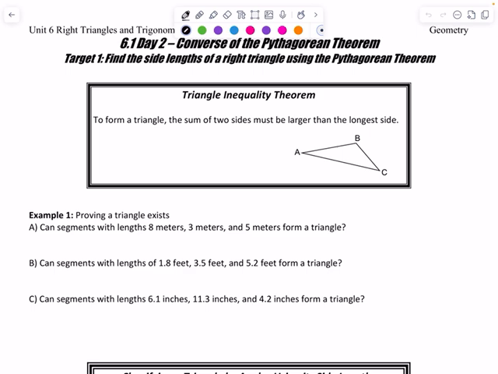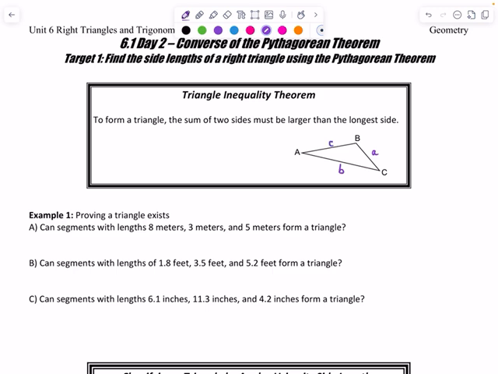If we plan to make a triangle, the sum of the two small sides must be greater than the longest side in order to have all of the vertices connect. So I'm going to label some information. I'm going to call the side opposite angle A little a, the side opposite angle B little b, and the side opposite angle C little c.